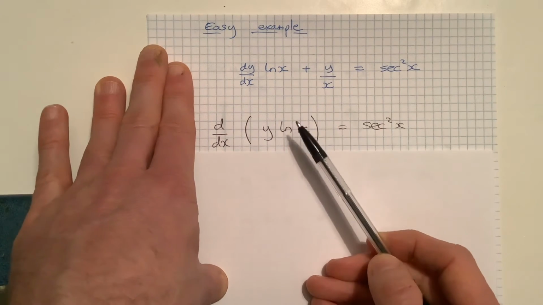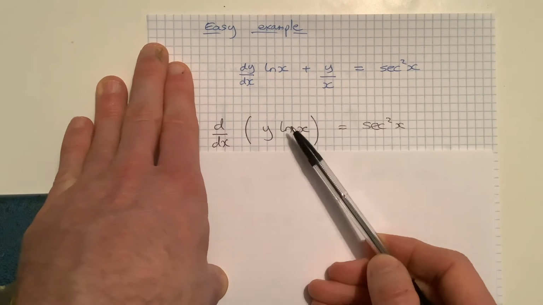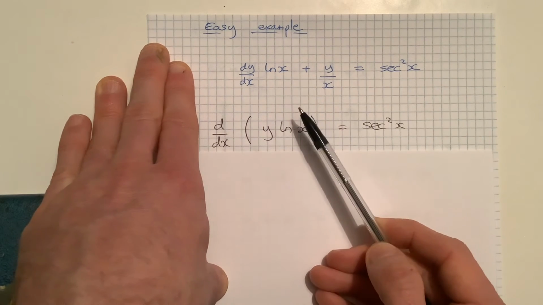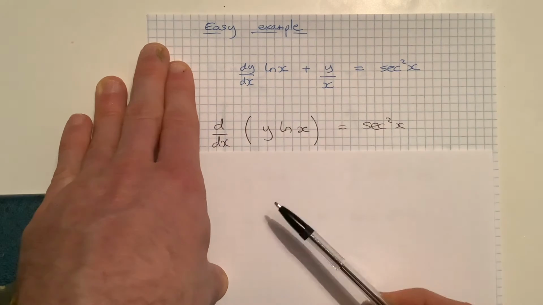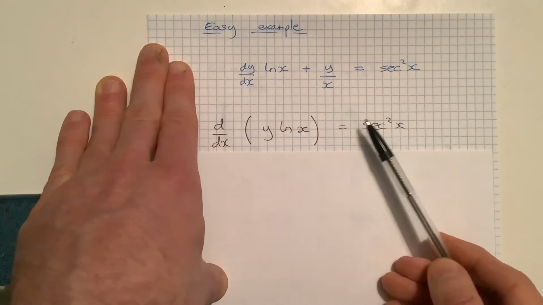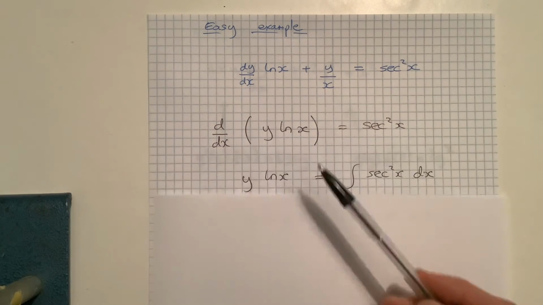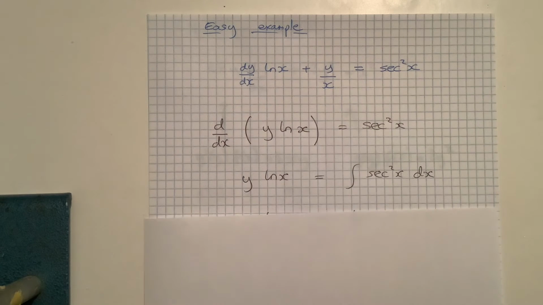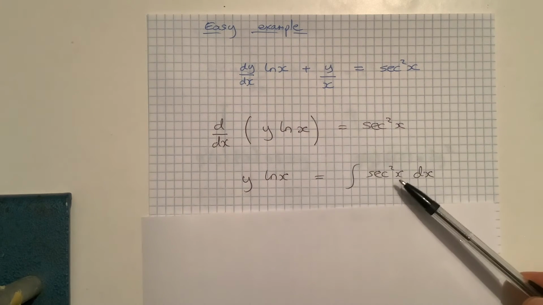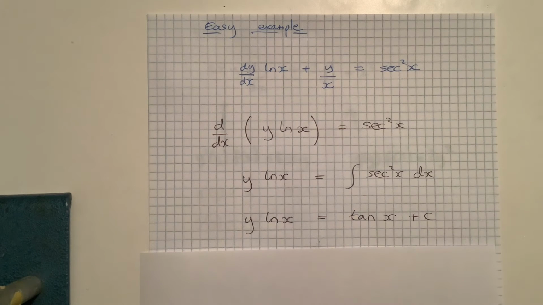In a minute I'll show you how you could get this a longer way if you couldn't spot that this is the same thing as this. Anyway, I can now integrate both sides with respect to x to get this, and sec squared integrates to give tan, not forgetting the constant there.